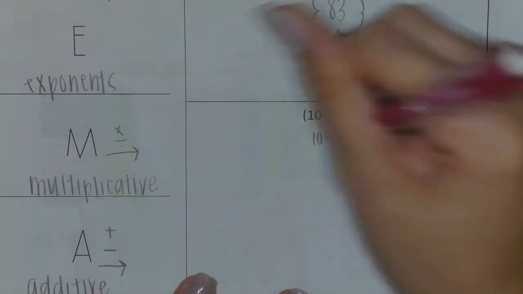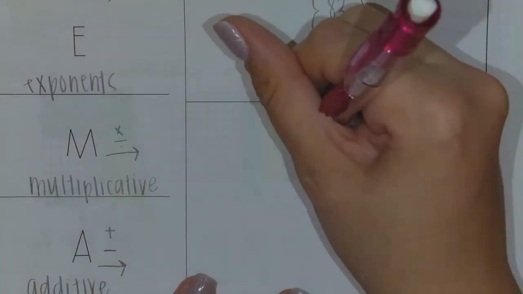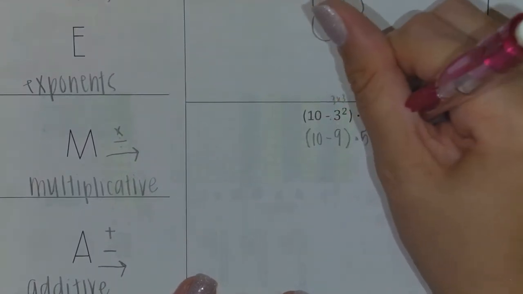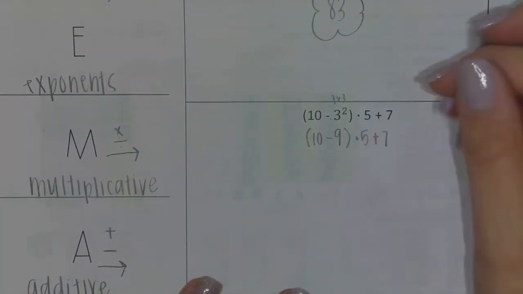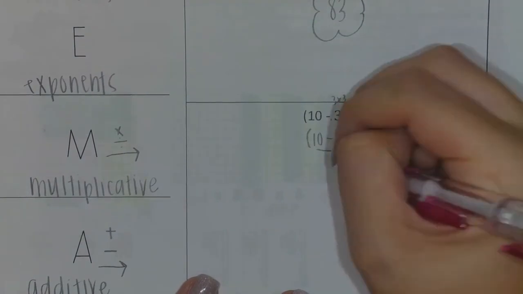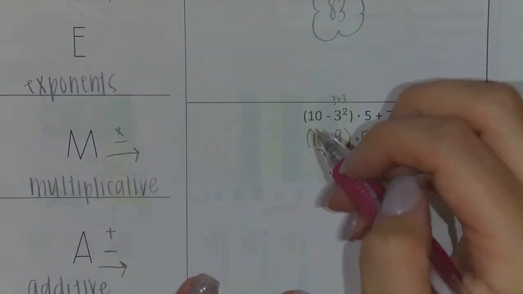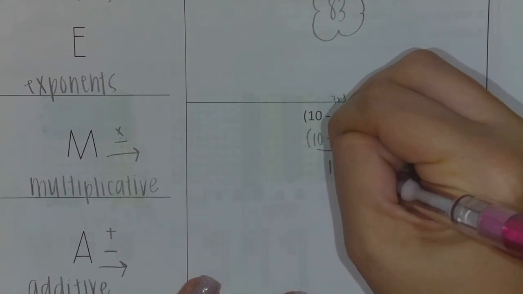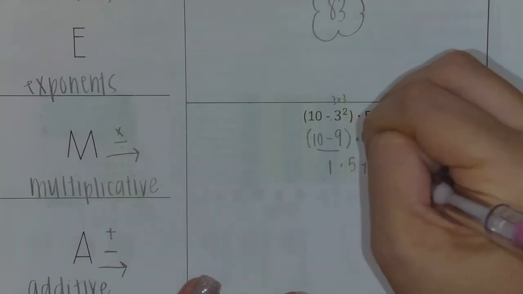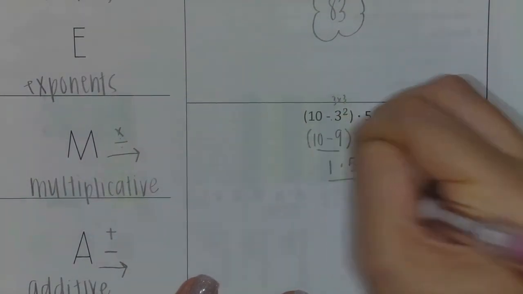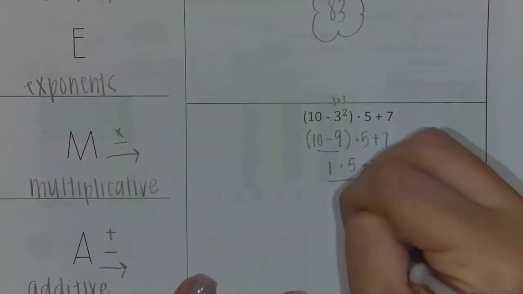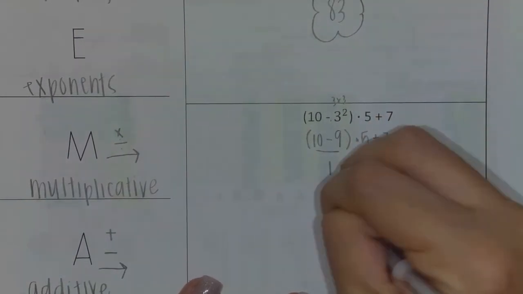So I need to copy down everything that I haven't done. And since I haven't finished everything in the parentheses, I have to still put those back. So since I still have parentheses, my next step would be 10 minus 9, which would give me 1. And now that I'm done with everything inside of there, my parentheses disappear. So this would be 1 times 5 plus 7. My next step would be 1 times 5, which just gives me 5, and 5 plus 7 for a final answer of 12.